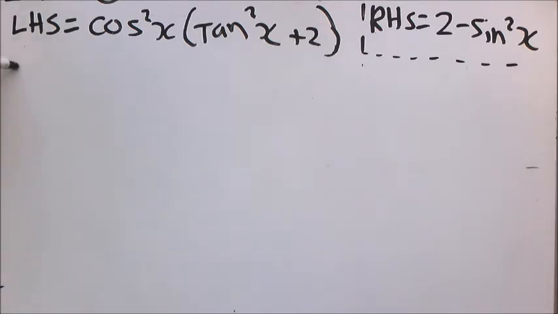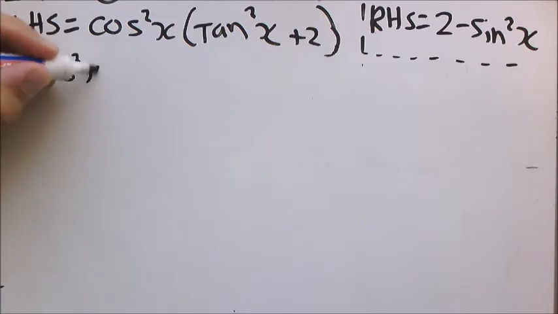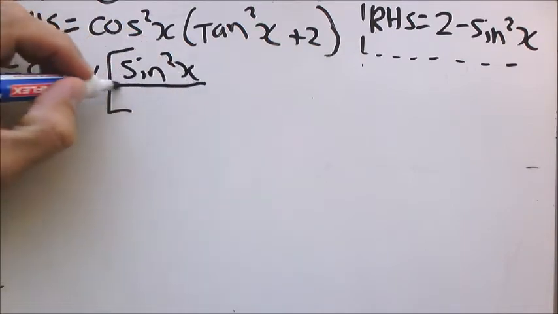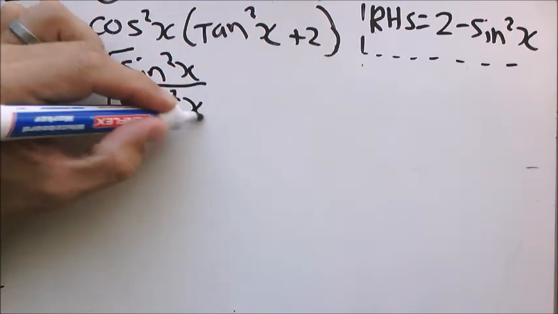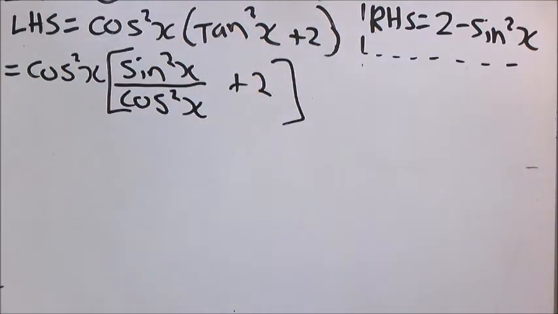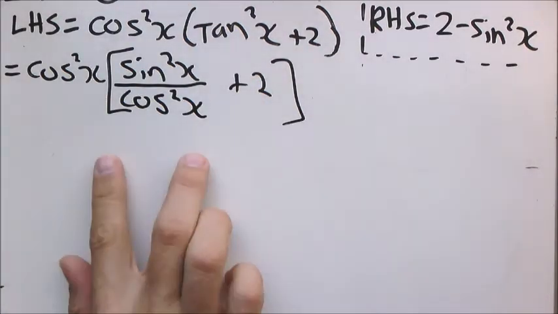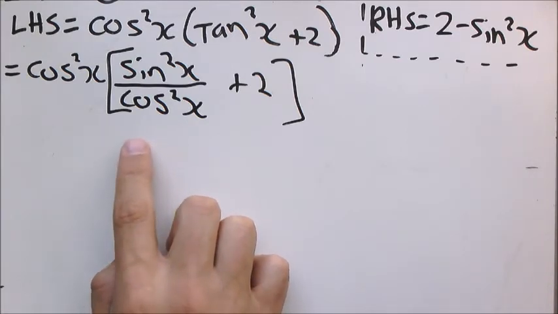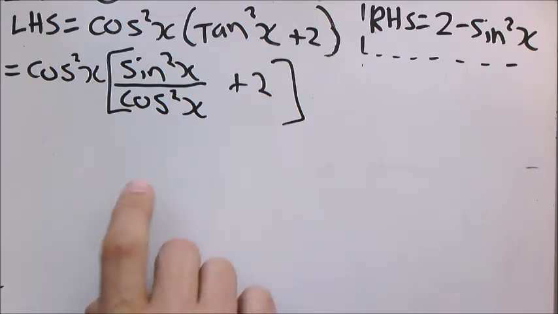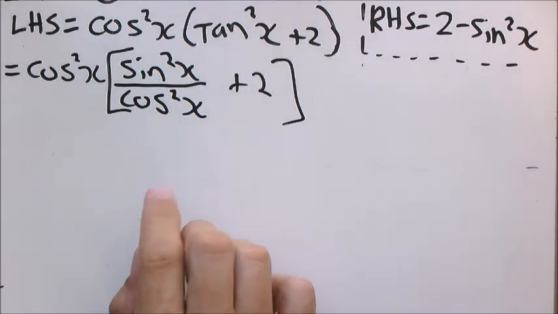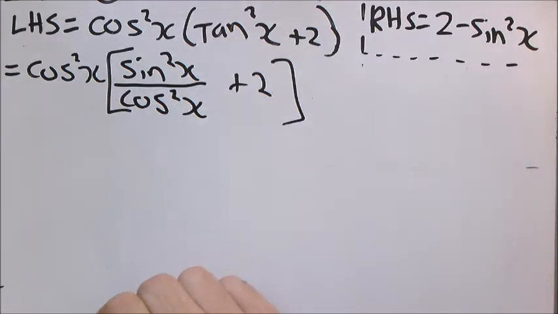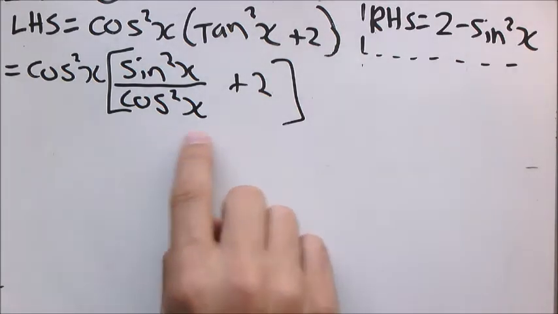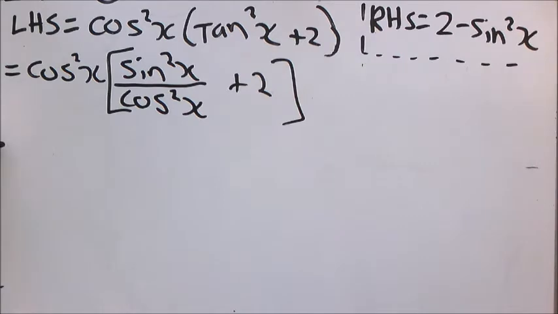Let's do that. Cos squared x bracket sine squared x divided by cos squared x plus 2. Okay, so again we've got a bracket with a fraction in it, and it would be much easier to work with it if we have one fraction inside the bracket, so that we can have a common denominator or a common factor or something that can cancel out, which has to apply to everything inside the bracket. So that's the next step, to get a common denominator right over there.